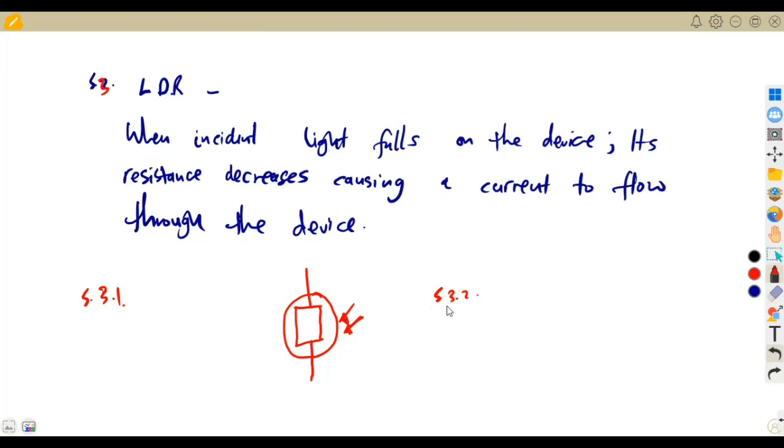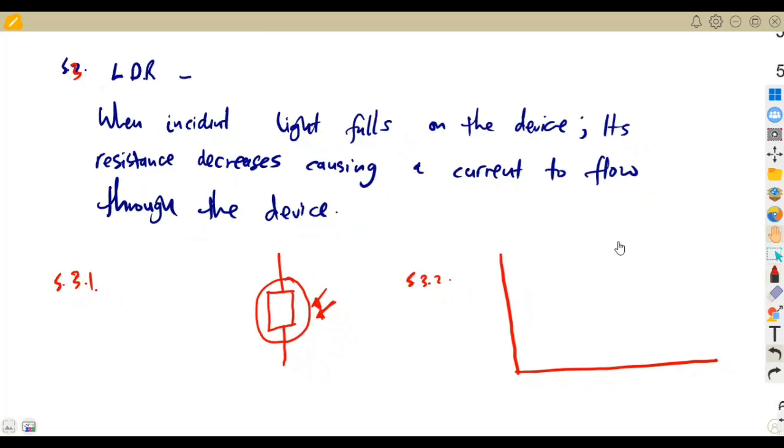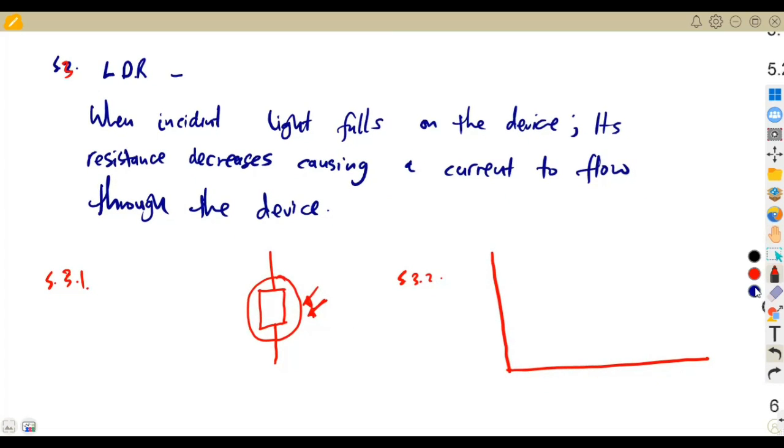All right, then on 5.32, they wanted the characteristic curve now. So I want us to take the characteristic curve, because here we are talking about light and resistance. So we are going to be comparing what is going to happen due to the light intensity and the resistance. So this is our light intensity on this side, and on this side we've got our resistance in ohms.